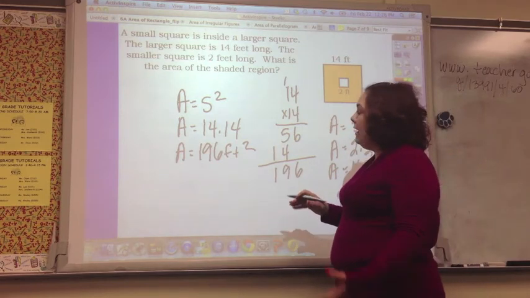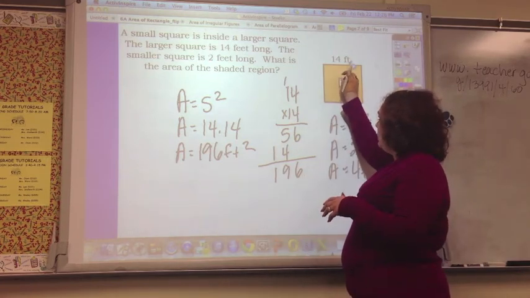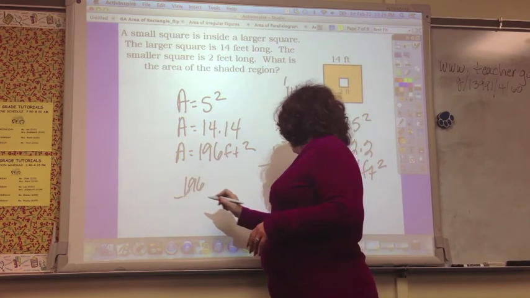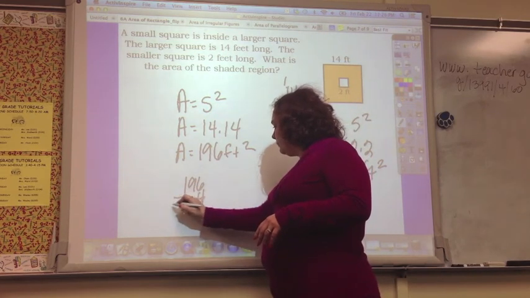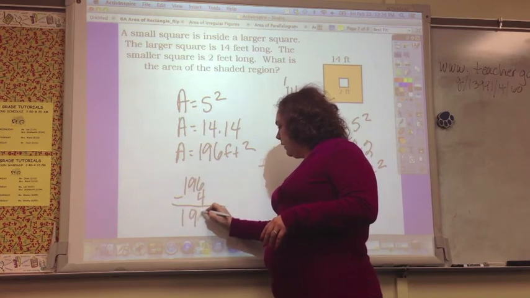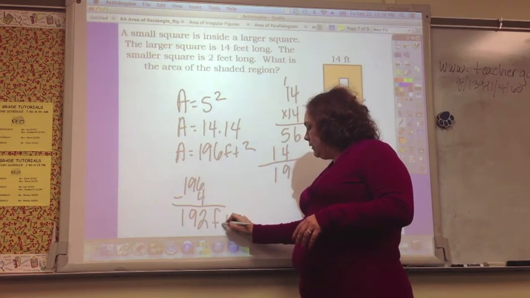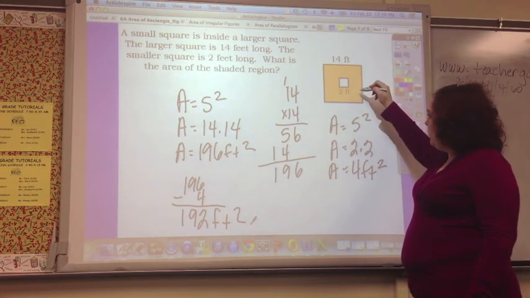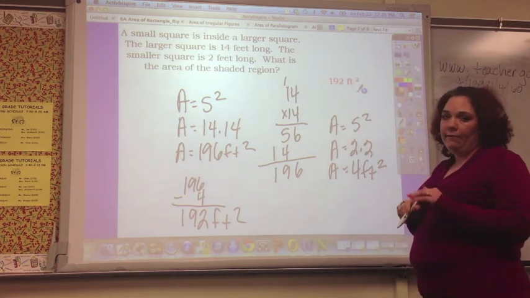So then I have to subtract. I have to take this away. So it's 196 minus 4 equals 192, and it's still square feet. So this is 192 square feet. And let's look, and sure enough, we have the right answer.